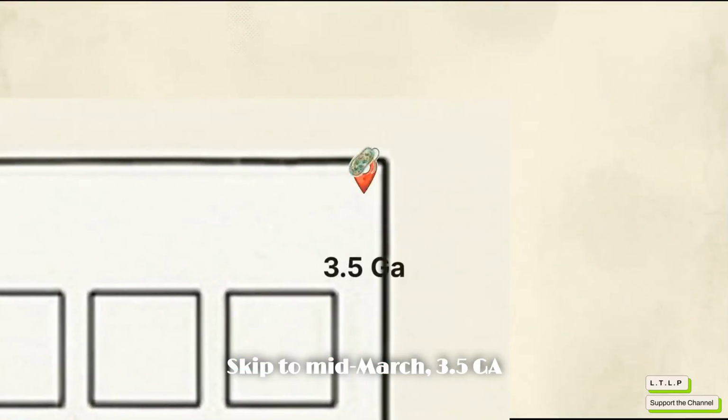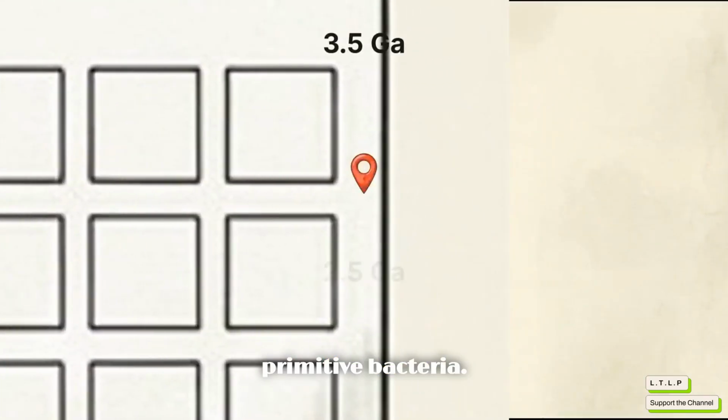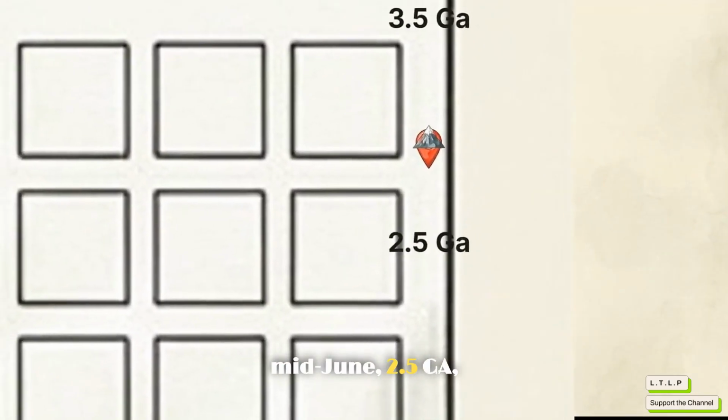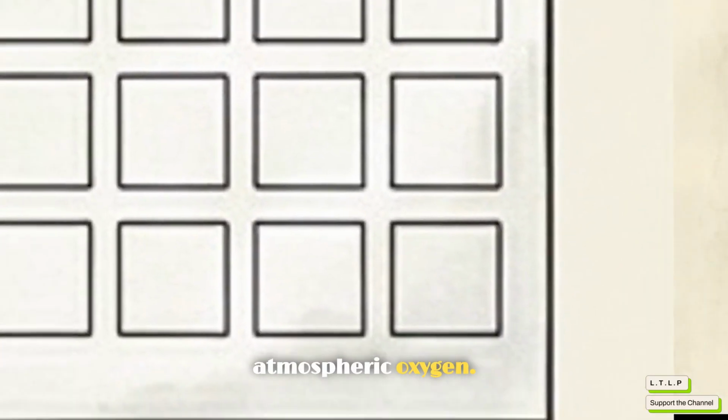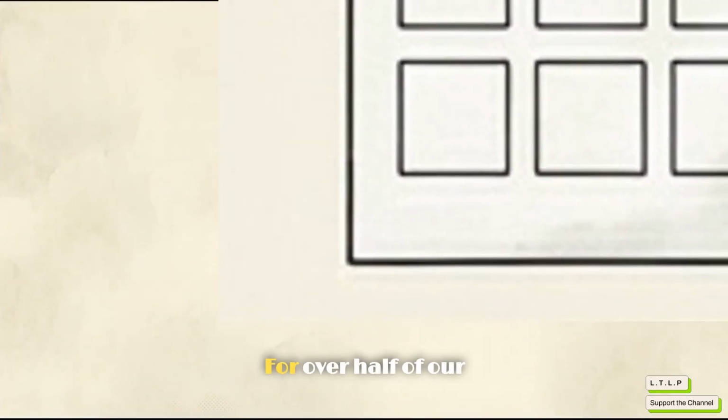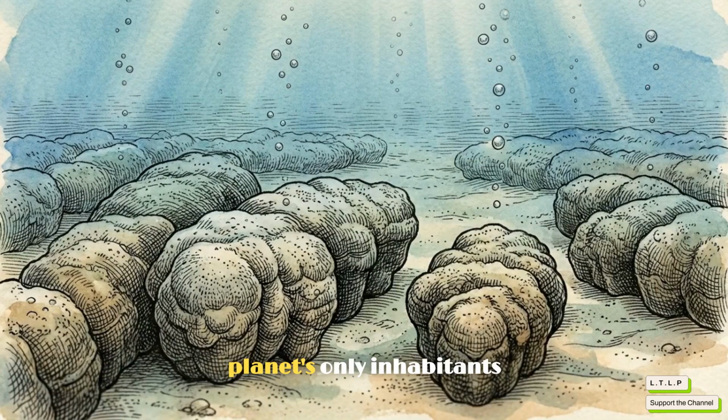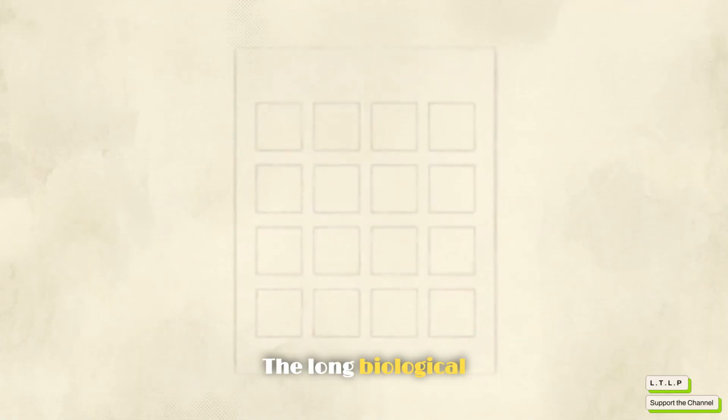Skip to mid-March, 3.5 GA, and plot the first primitive bacteria. Sweeping past April and May, we land in mid-June, 2.5 GA, marking stable continents and rising atmospheric oxygen. Now leave July through October completely blank. For over half of our calendar year, the planet's only inhabitants were microscopic organisms, slowly terraforming the atmosphere so larger life could eventually breathe. The long biological silence finally breaks in late autumn.